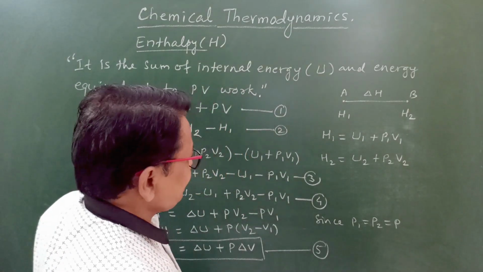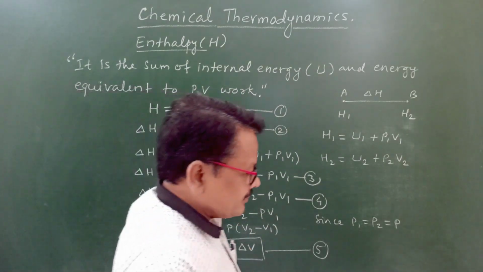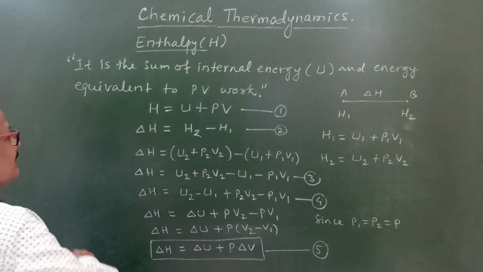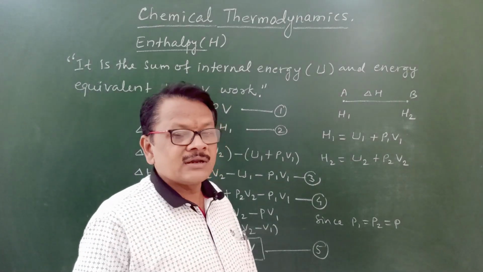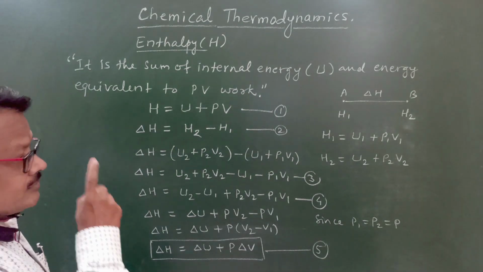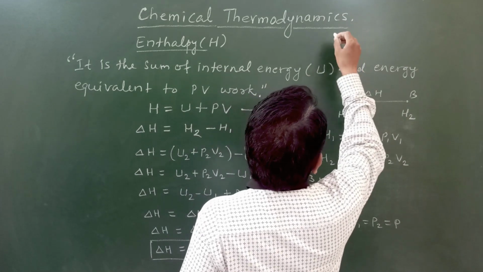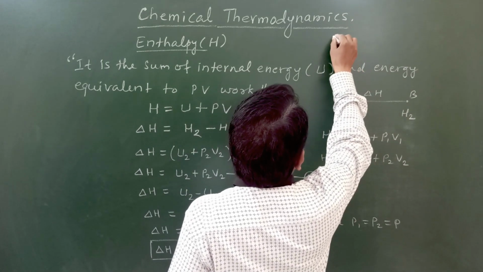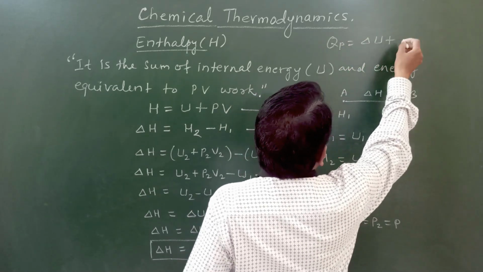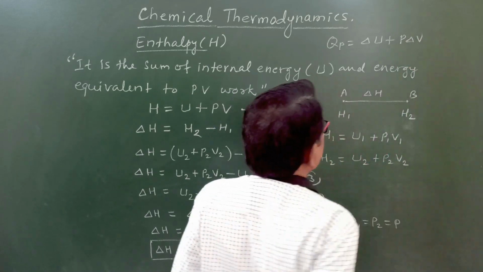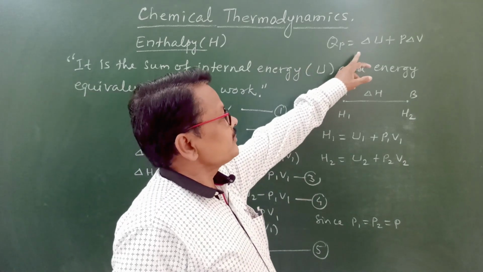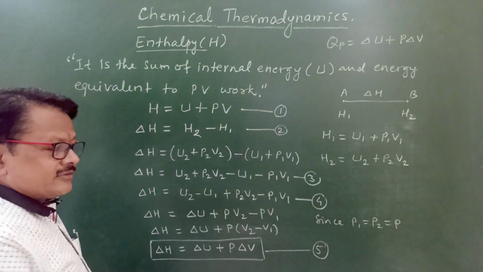Friends, in the previous video we have seen how we can write the first law of thermodynamics for an isobaric process. We saw that the first law of thermodynamics for an isobaric process can be written as QP is equal to delta U plus P delta V. So this is the first law of thermodynamics for an isobaric process, and pressure is kept constant.